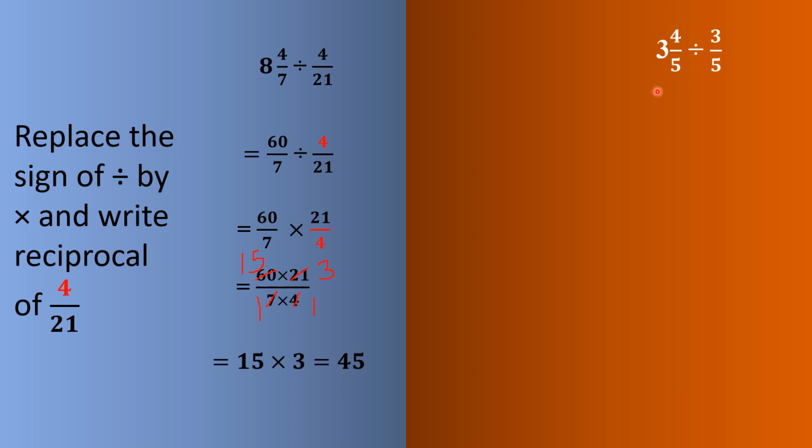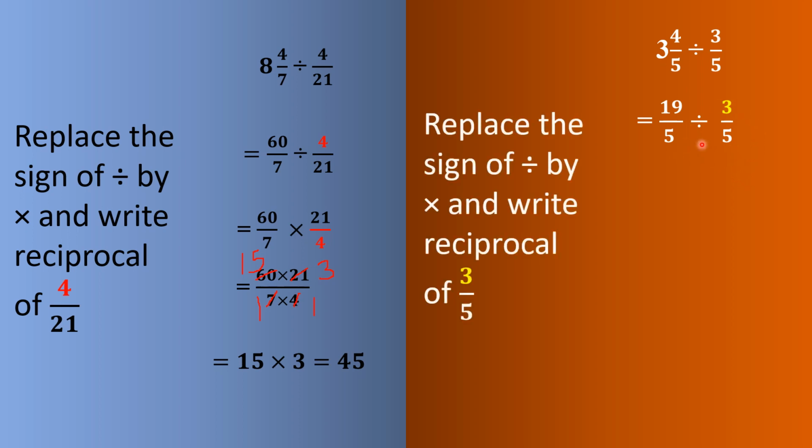Next question is this: 3 and 4 by 5 divided by 3 by 5. Again there is a mixed number, so we will convert it into an improper fraction. 5 3s are 15 plus 4, 19 by 5 divided by 3 by 5. Now what will we do? We will replace the division sign by the sign of multiplication and write the reciprocal.